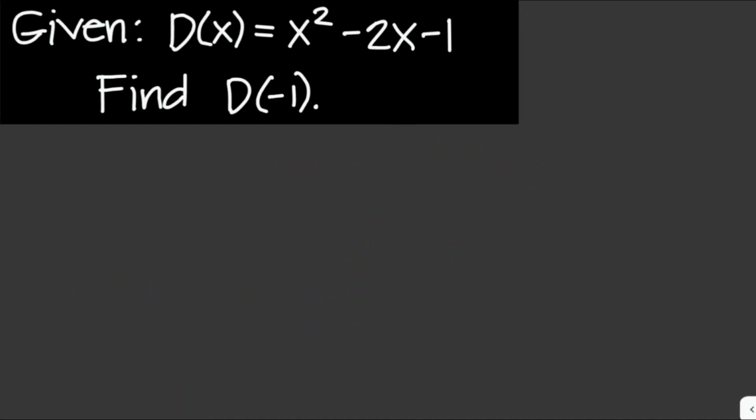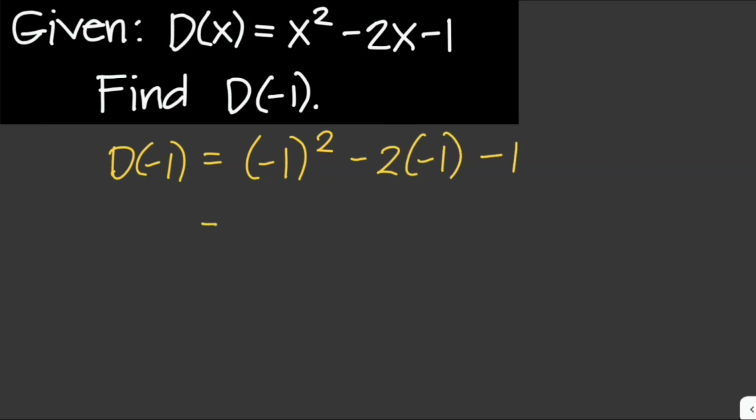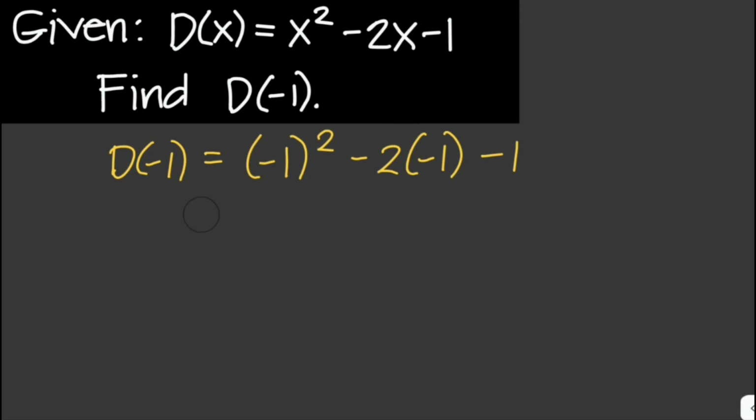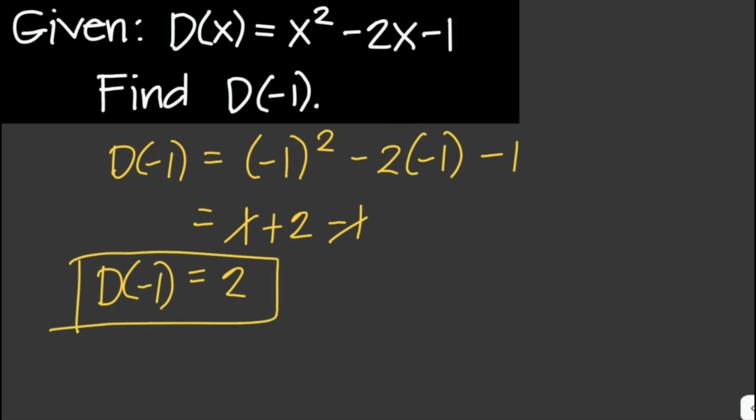Okay, another function here, d of x equals x squared minus 2x minus 1. We just have to find d of negative 1. So d of negative 1 is just equal to negative 1 squared minus 2 times negative 1 minus 1. So that would be negative 1 squared is just 1. Negative 2 times negative 1 is just positive 2, then minus 1. 1 minus 1 is 0. So we are left with 2 here. Therefore, d of negative 1 is just equal to 2.